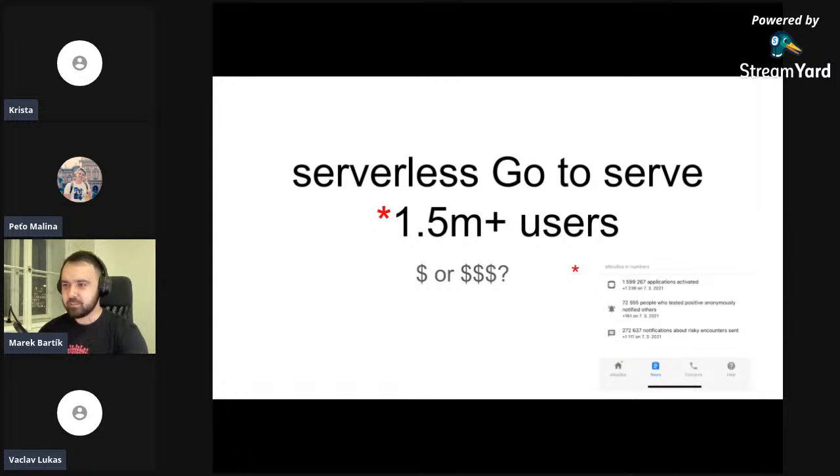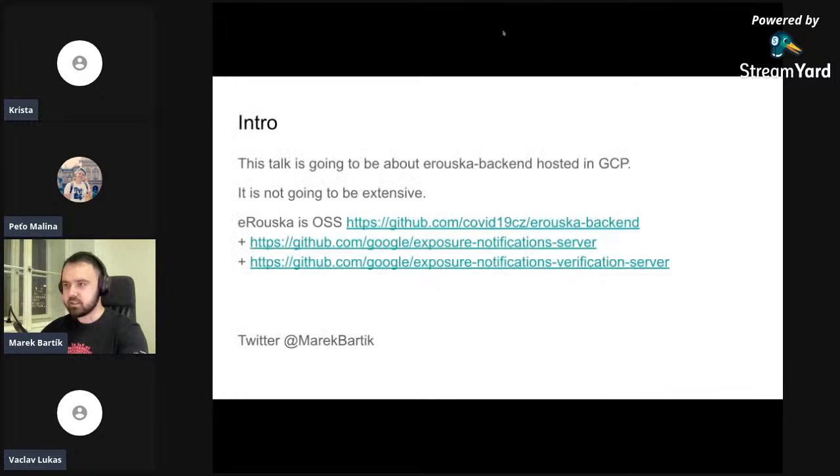Just a little disclaimer. On eRouška, we have about 1.6 million applications activated, how we call it in the app, or users registered, but that doesn't mean that we have 1.5 million active daily users. I needed to clarify this at the beginning. And you'll see that later also in the cost that we have there. So let's get into it.